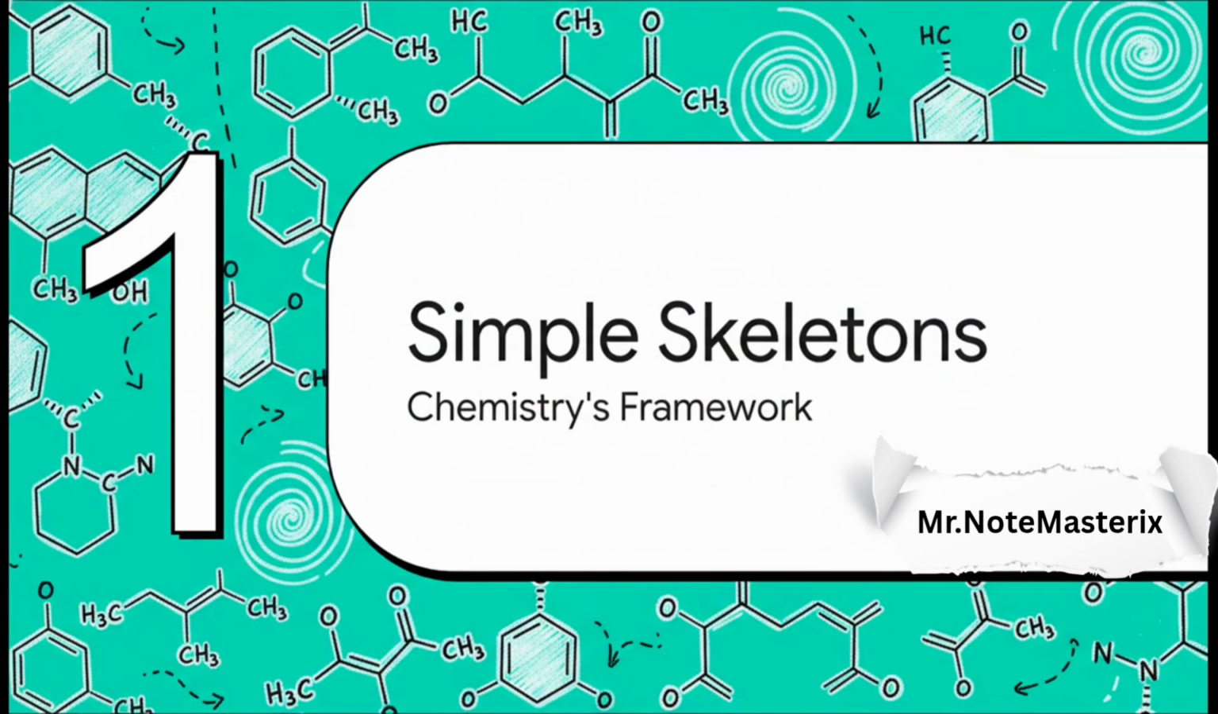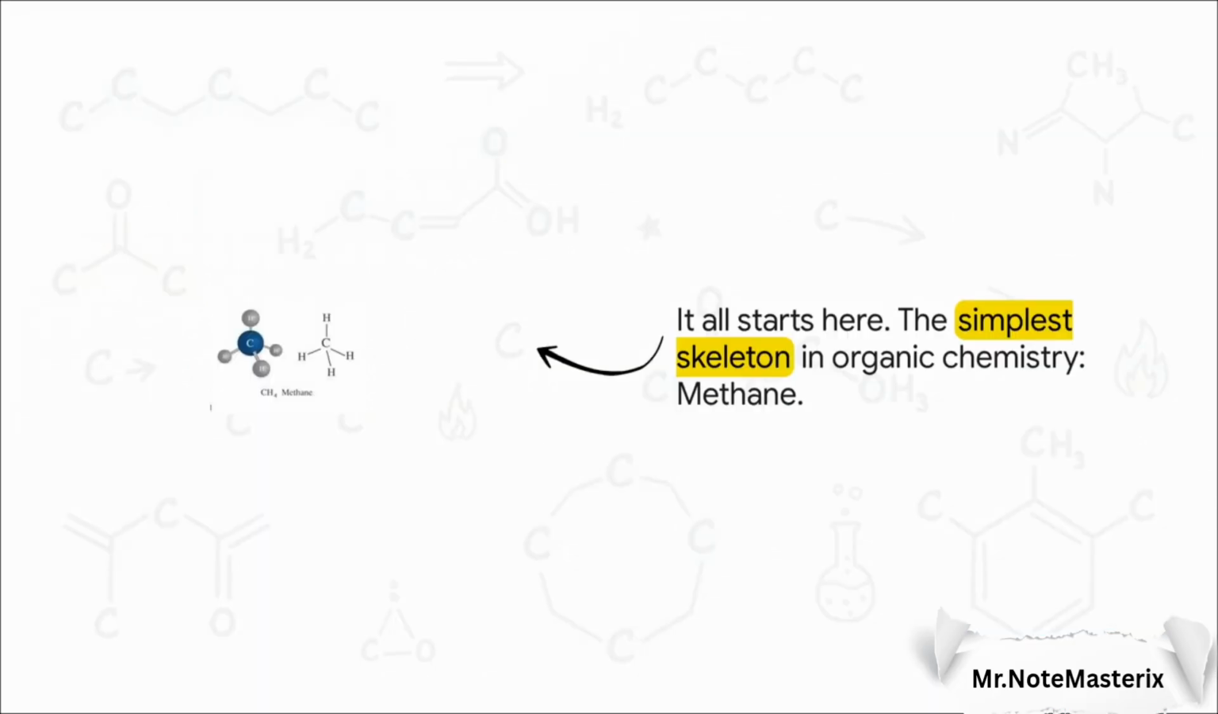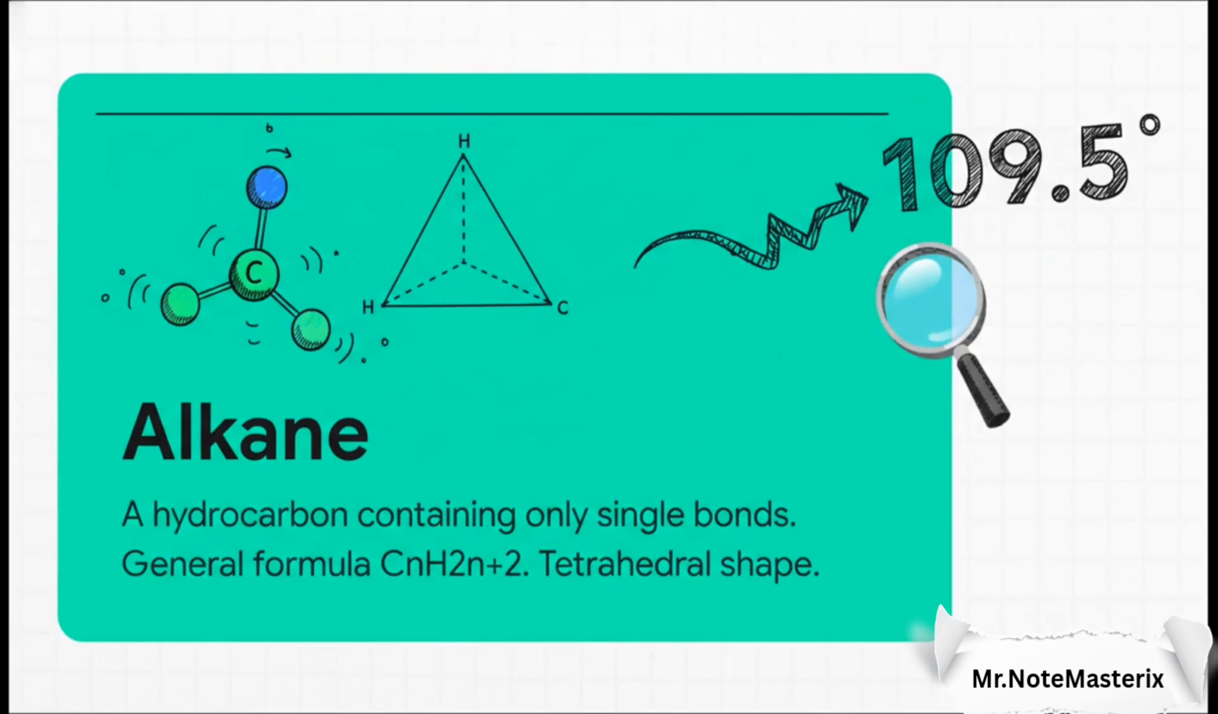All right, so our story starts at the very beginning, with the molecules that form the framework for pretty much everything organic. These are chemistry's simple skeletons. Take a look at this. This is methane. Looks simple, right? 1 carbon, 4 hydrogens. But don't let that fool you. This little guy is the blueprint for a massive family of compounds we call alkanes. From the natural gas that might be heating your home to the plastics in your phone, it really does all start right here. So, what is an alkane really?